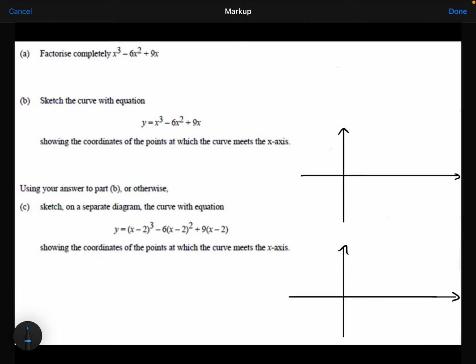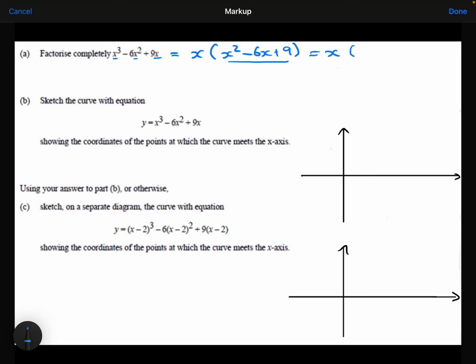Part A, factorise completely x cubed minus 6x squared plus 9x. So I first noticed that I can factorise an x outside here. Taking an x outside will leave me with x squared minus 6x plus 9 on the inside there. I then notice that I can factorise this quadratic even further.